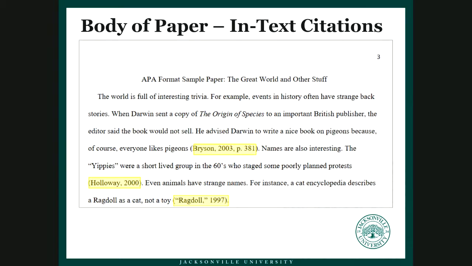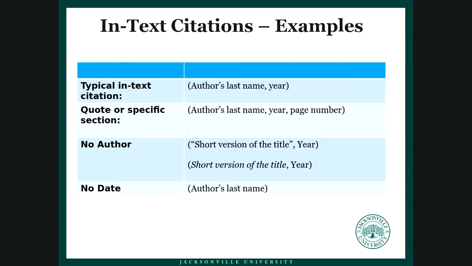Those would just go throughout your paper anytime you mention a source, and make sure you put the citation close to the information that you're presenting in your paper. So here are some examples of in-text citations. Like I mentioned earlier, for a typical in-text citation, it's the author's last name, comma, and then the year. But if you're using a specific part of a source, it's going to be author's last name, comma, year, comma, and then the page number or page numbers. So make sure you include that in your citation.